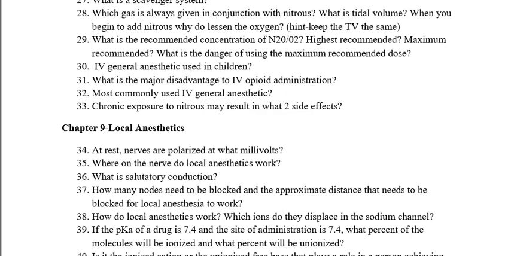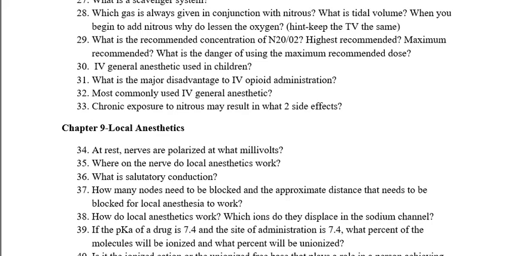At rest, nerves are polarized at minus 70 millivolts. It's a net negative, right? So when they're resting, no messages, they're at a minus 70. Where on the nerve do local anesthetics work? They work in, right, I'm going to go from small to big. They work on the calcium receptor site within the sodium channel within the node of Ranvier.